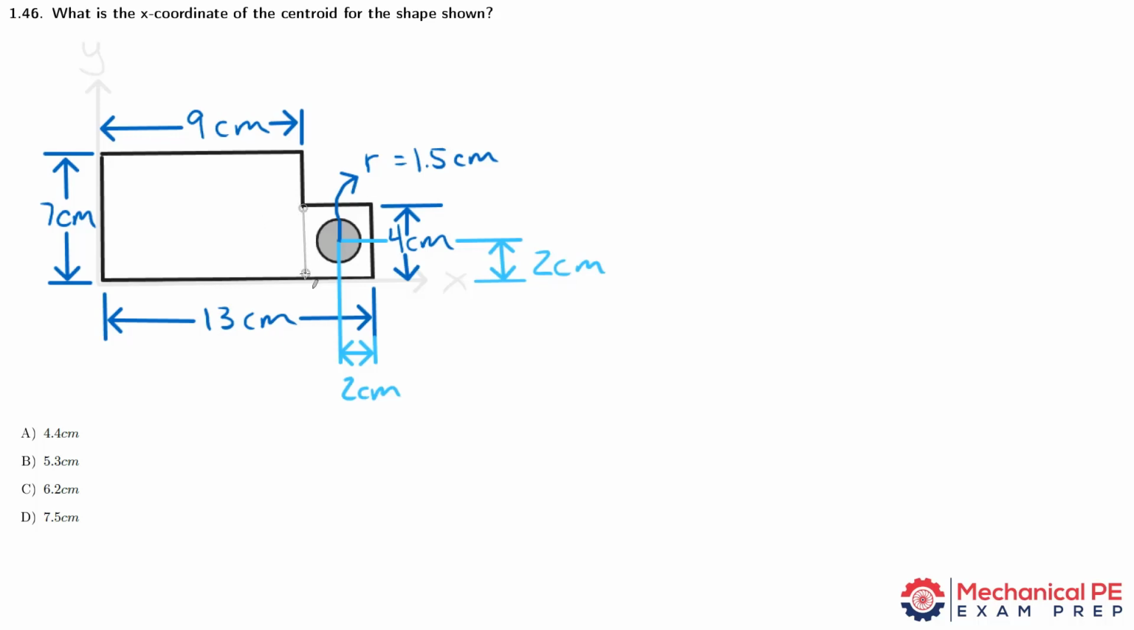We got this big rectangle here on the left, 7 by 9 centimeters. We'll call that area 1. And then we've got this square on the right, 4 centimeters high and 13 minus 9, so it's 4 centimeters on the horizontal axis as well. So it's a 4 by 4 square. We'll call that 2. And then this circle is meant to represent a hole. I hope that was clear from the problem statement.